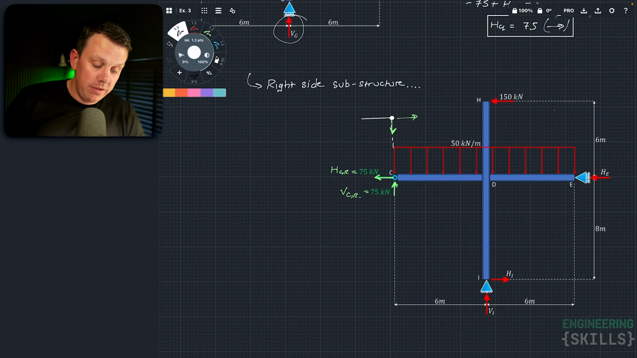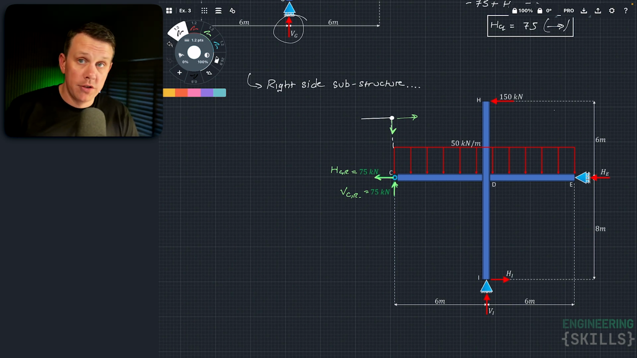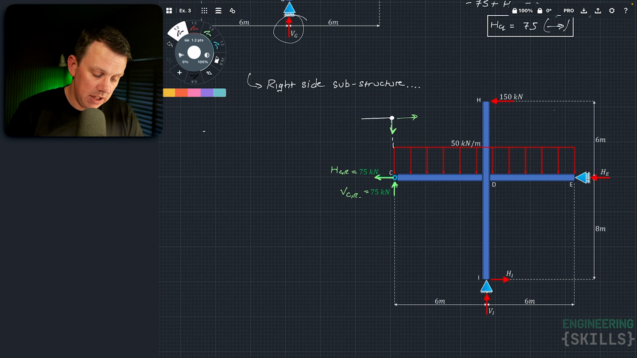Okay, so we've now sort of mapped across or transitioned across from the left to the right. We can now focus on this right-hand substructure and the unknowns that we've got, right? So we've got 2 down at I, and we've got 1 over at E, unknown reaction. So let's start off here by taking the sum of the moments about I, and that's obviously going to give us HE. Okay, so let's deal with HCR first, which was 75.